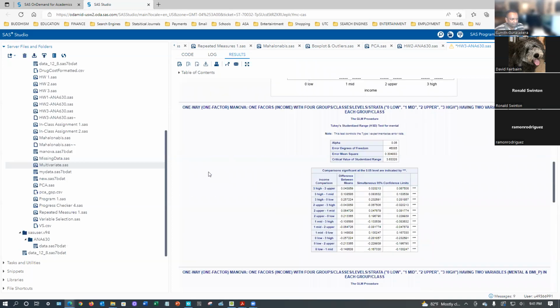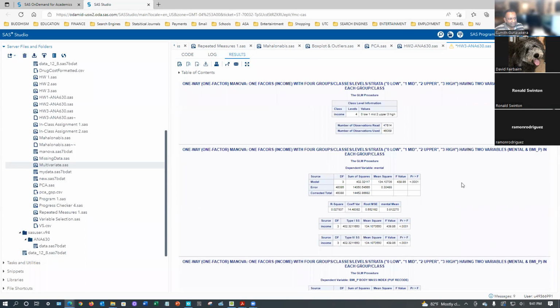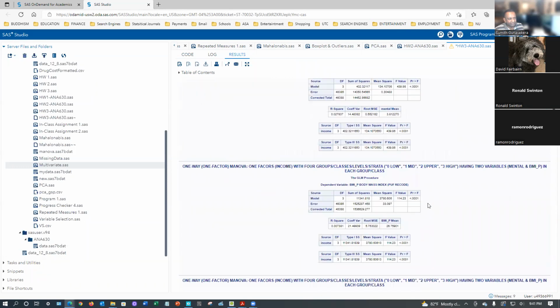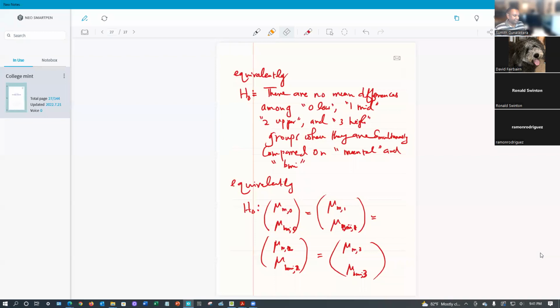Do we have those tables? Yes. See, for the mental one we have, and for the BMI index you have. We have both of them. Since then you can simply say this is for the multivariate. I'm going to put multi.